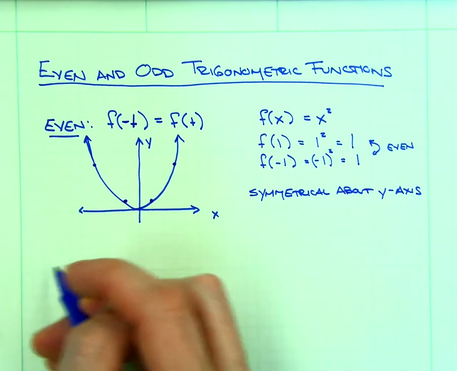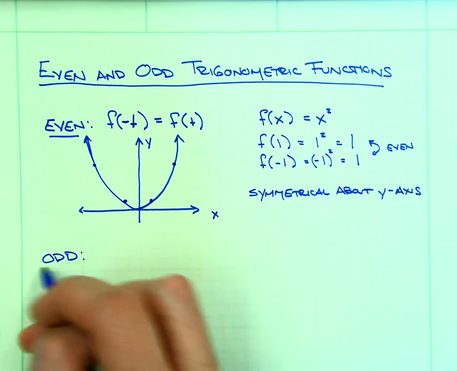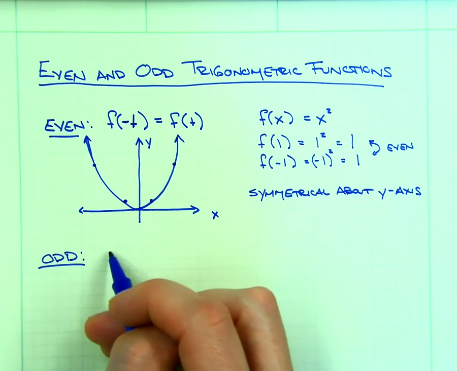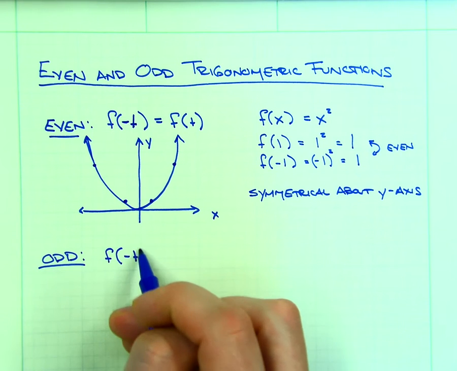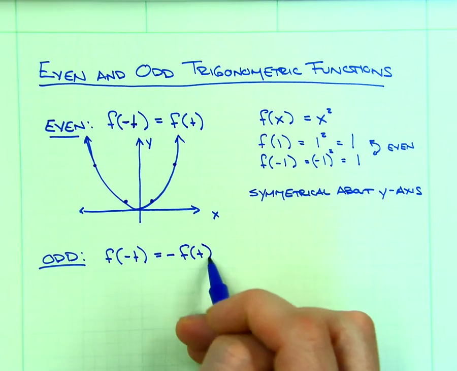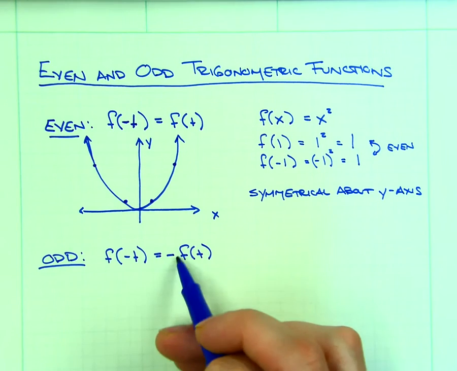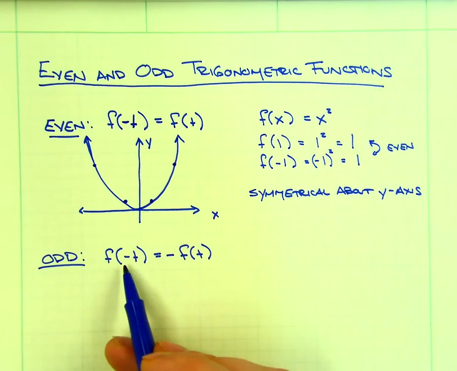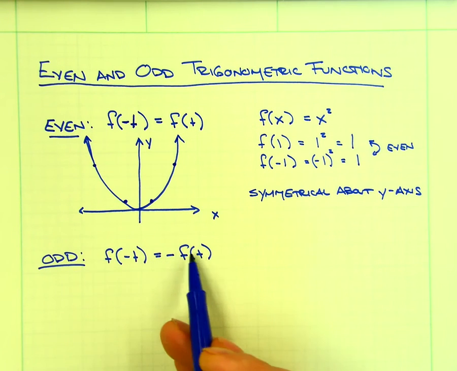Now, odd functions, once again, just to review real quick, are a little bit different. It's going to look very similar how the definition goes, but there's one subtle difference here, okay? And that's this negative sign right here. So up here we've got f of negative t is equal to f of t. Here we've got f of negative t is equal to negative f of t.